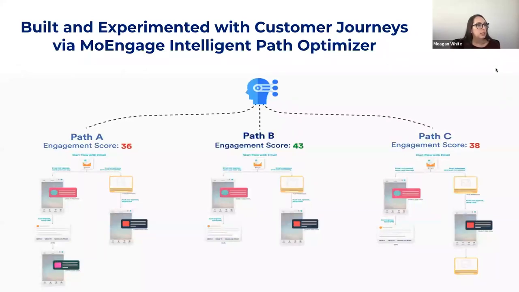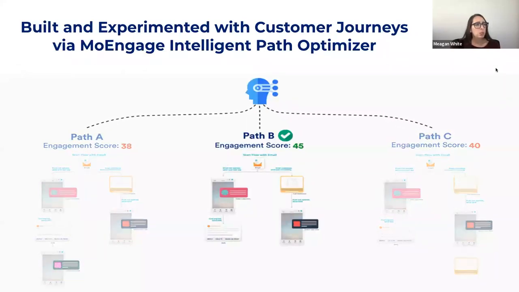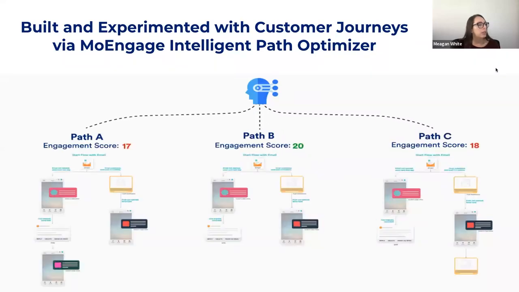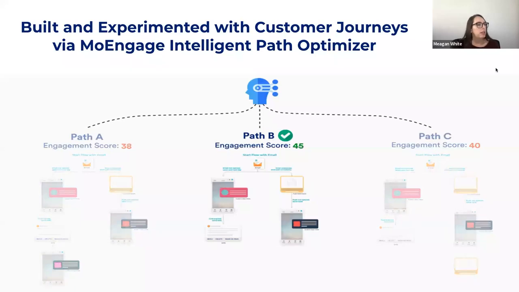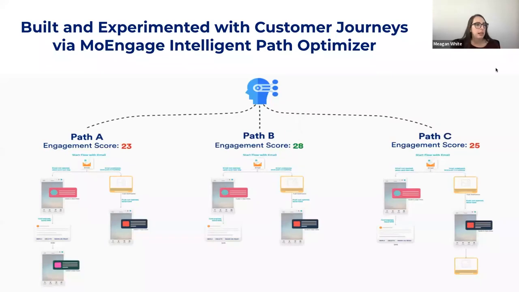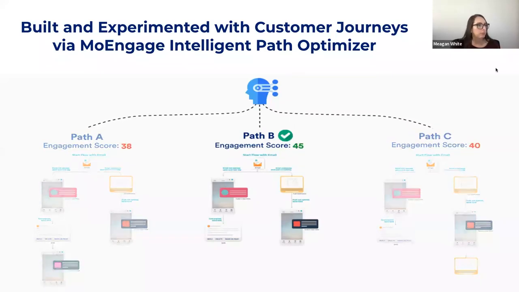And so they built and experimented with multiple customer journey paths. This is just an example of the different kinds of paths. And using our Intelligent Path Optimizer, they were able to identify that path B was the most successful path in being able to prevent that drop off.